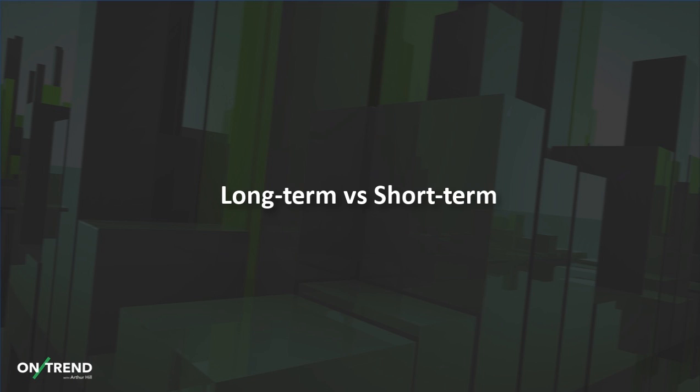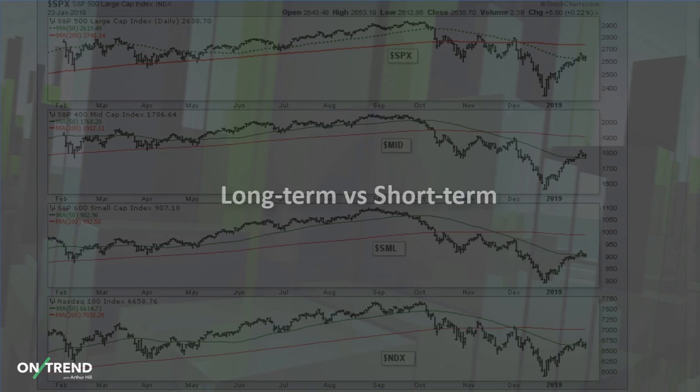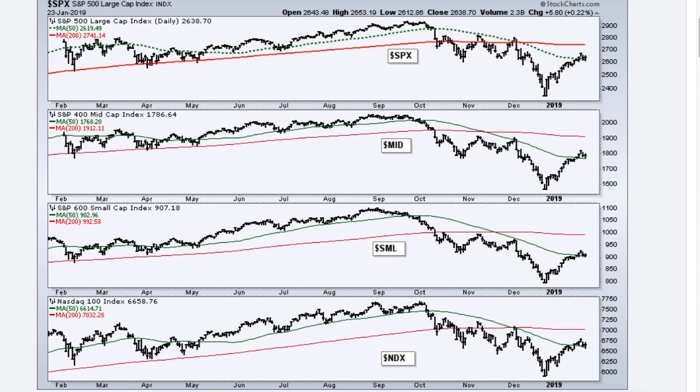The long-term versus the short-term. Basically, we have different trends on different time frames. So I think it's important that first, we need a strategy. You need a strategy when you go into trading. And part of my strategy is I first look at the long-term trend, the bigger trend.